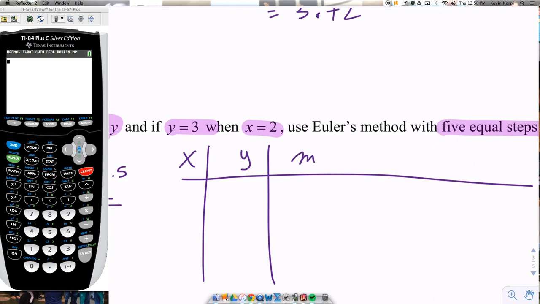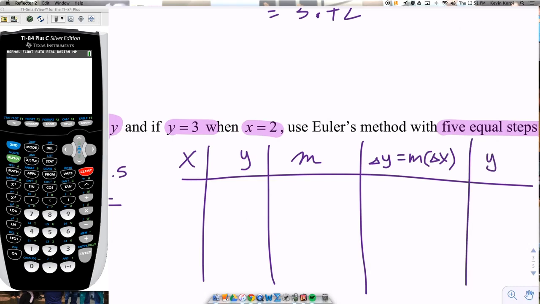M, the slope that you calculate. Once you have the slope, what comes next? Delta y, which is the slope you just calculated times delta x, which we already know. And then if you want, on this last column here, put y sub new, or you can go ahead and just put the new y value in the second column on the next row. I like to have that last column there.